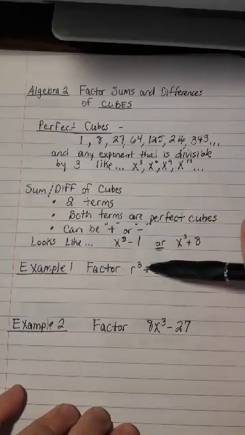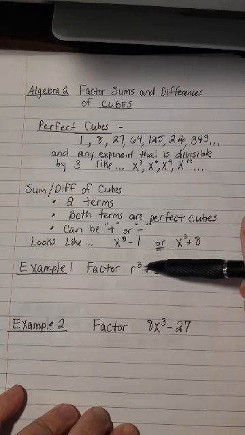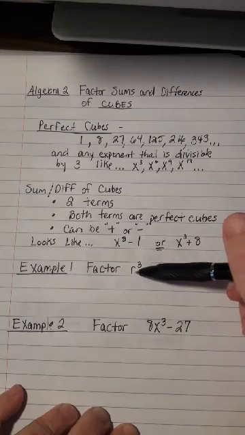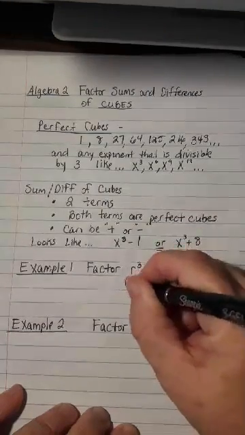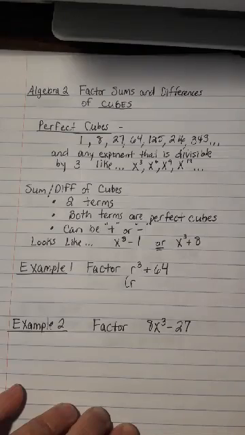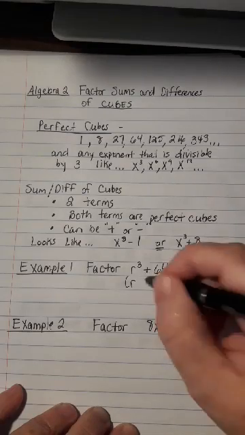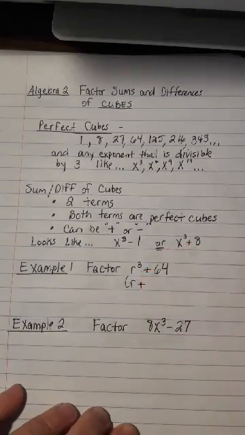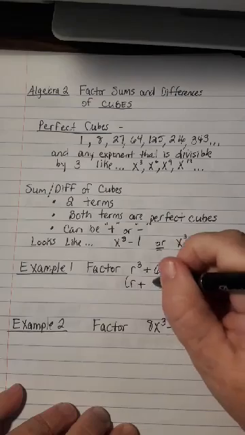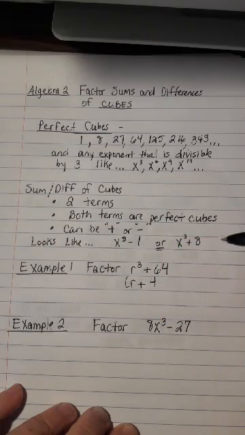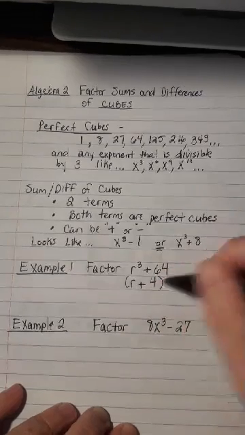You take the cube root of r to the third. That means what times itself 3 times is r to the third, and it's just r. r times r times r is r to the third. And then you keep this sign, plus, and you take the cube root of 64. Now the cube root of 64 is 4 because 4 times 4 times 4 is 64. So you get r plus 4 to begin with in this parentheses.